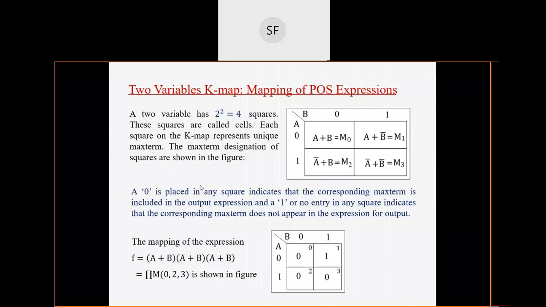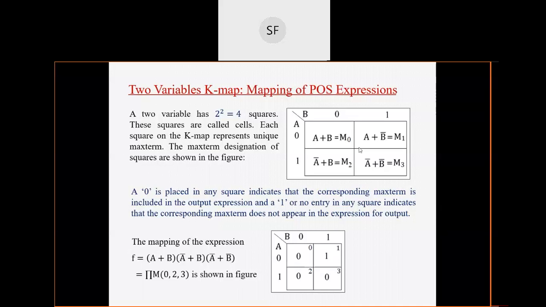Okay, so I will just read a few points here. Two variables have 2 raised to power 2, that is 4 squares. These squares are called cells. We already knew that each square is nothing but one cell. Each square on the K-map represents a unique max term. Okay, so since we are studying POS form, each square will be a max term. The max term designation for the squares is shown in the figure.